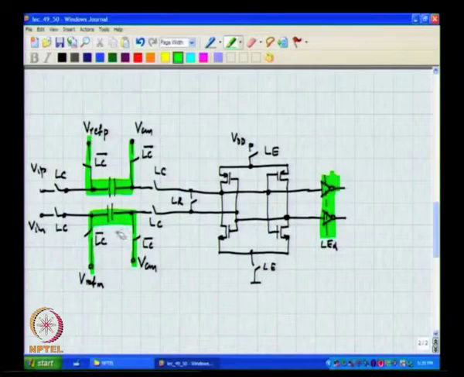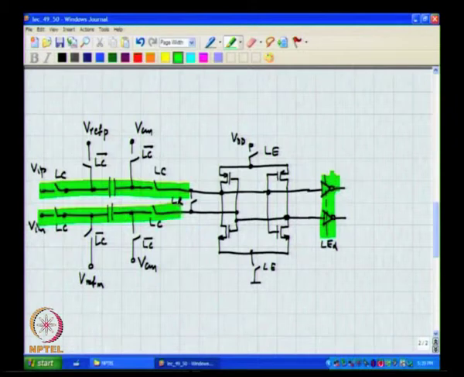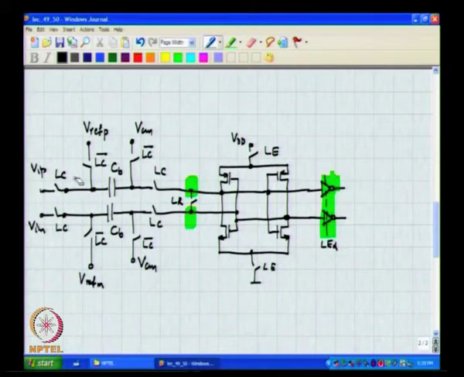Okay. When LC goes high, these capacitors are placed in series like this, okay, and the voltage here is, if there is no parasitic capacitance at those nodes, then the voltage across the capacitor, let me call this CB, does not change at all, and the potential stored on the parasitic capacitance at these nodes will be VIP minus VIM minus Vref P minus Vref M.